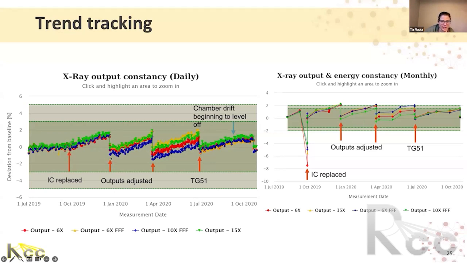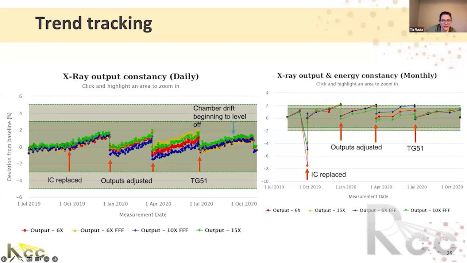At this point, we adjusted the outputs to get them closer to 0. They drifted again. And here we adjusted the outputs again. Another interesting thing that I want to point out is that for each output adjustment, you see the colors separate. Each of these colors represents a different energy. This shows the variation and the uncertainty of adjusting your outputs in a monthly setup in solid water, as opposed to a precise setup like TG51.